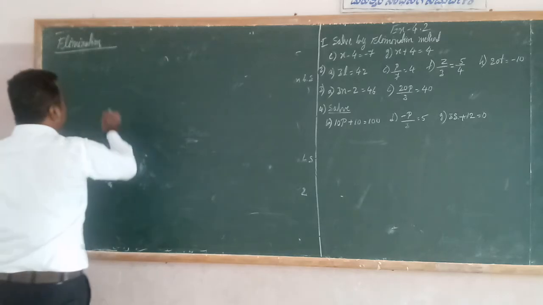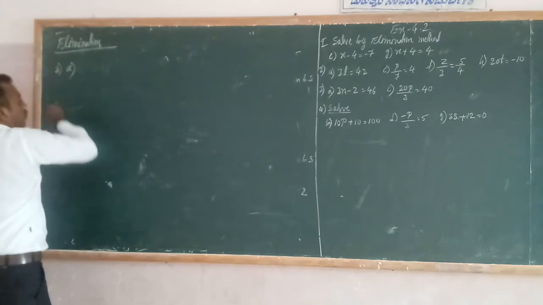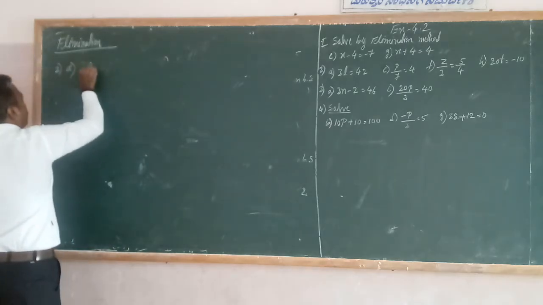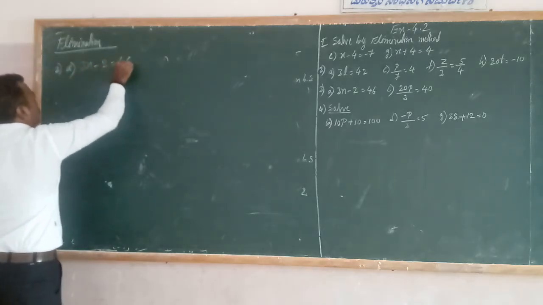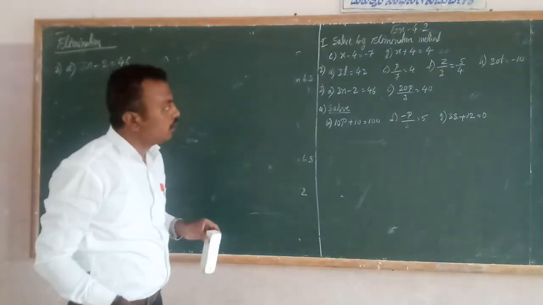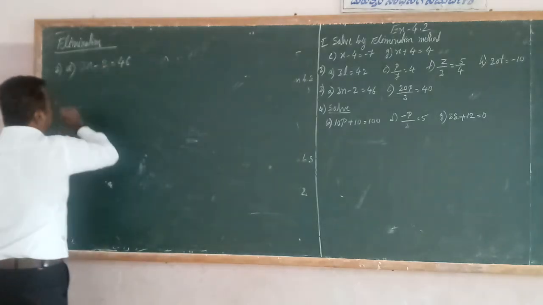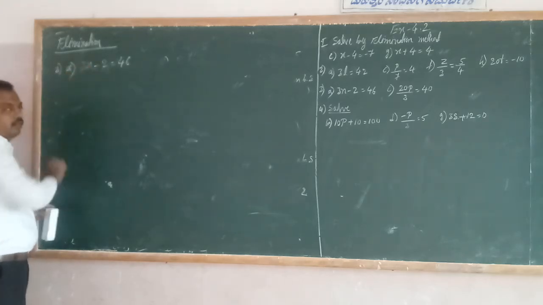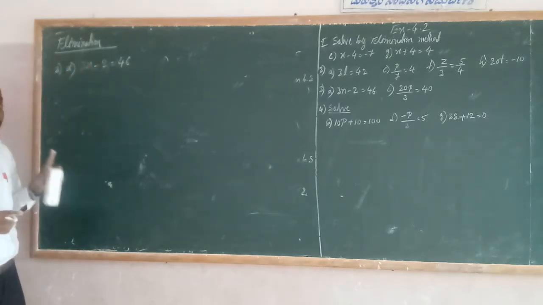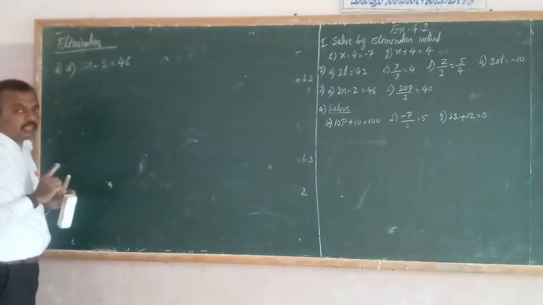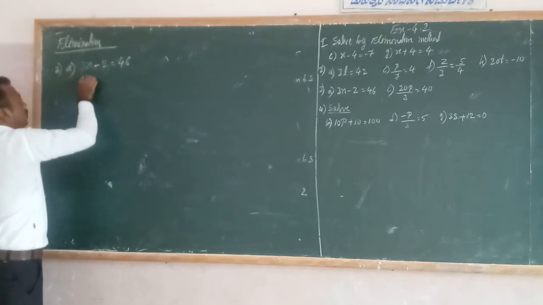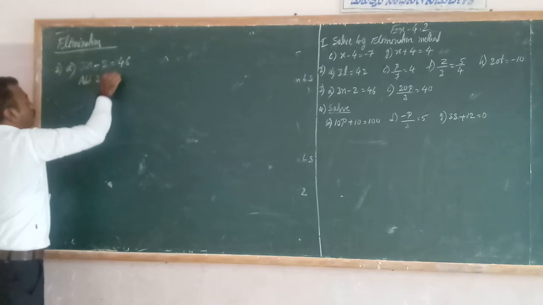First A question I will show now. Third main, A question. What is the A question? 3n minus 2 is equal to 46. Is it right? Yes. Yes students, in that there are two operations: minus is there and also into is there. So first what we have to do? First we have to remove minus or plus. See here minus is there, we have to remove the minus first. So first add. Minus is there now, that's why add 2 on both sides.